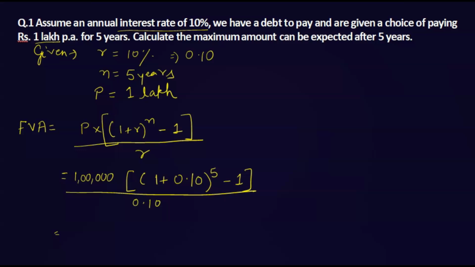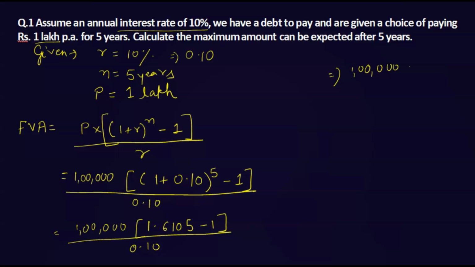Now when we solve this, we will get 1 lakh, and then 1 plus 0.10 will be 1.10, and 1.10 to the power 5 will be 1.6105, minus 1, divided by 0.10. Then we'll get 1 lakh multiplied by 0.6105, and then divided by 0.10.